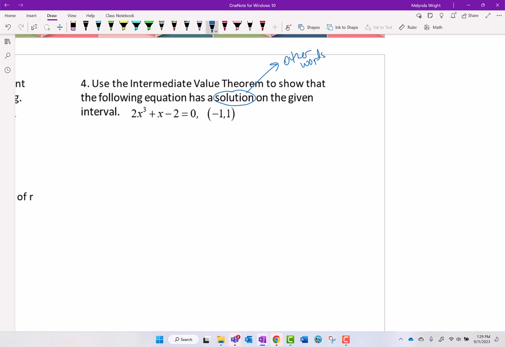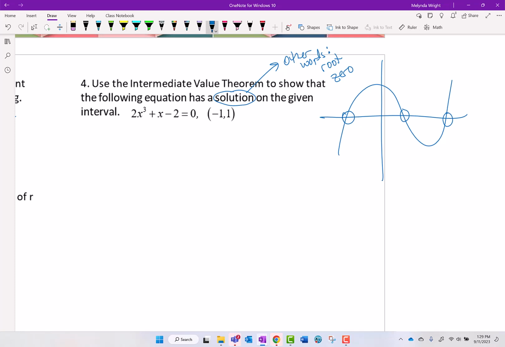Sometimes they use the word root. Other words that they would use here is a root or a zero. They all mean the same thing. What does it mean? It means where the function crosses the x-axis, right? These are roots or zeros. That's what it's talking about, or solutions. That's the same thing. So that's what they want us to know. Look at all those roots and solutions.